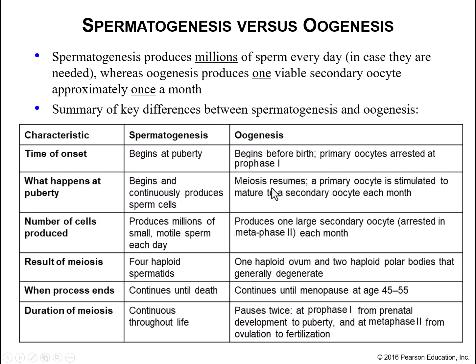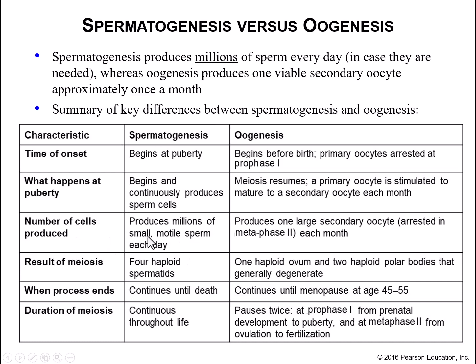Whereas with females, in oogenesis, meiosis resumes. One primary oocyte is stimulated to mature, and sometimes it's more, but at least one is stimulated to mature to a secondary oocyte each month and be ovulated. This usually only lasts until a woman gets into her 40s or 50s, and then menopause begins, hormones go down, and menses stops.